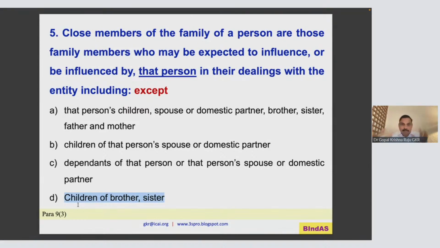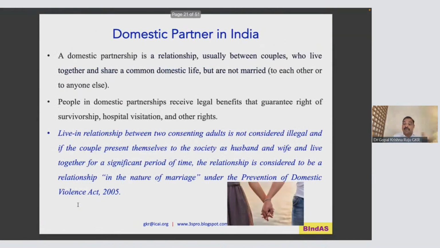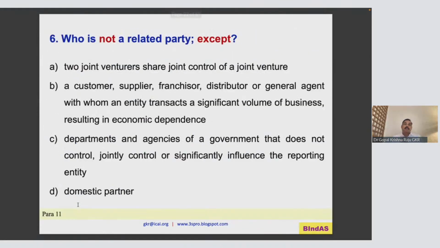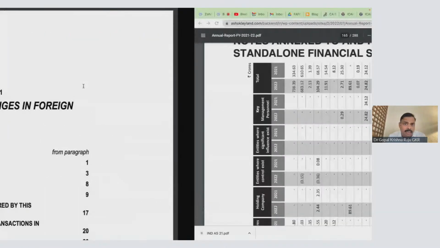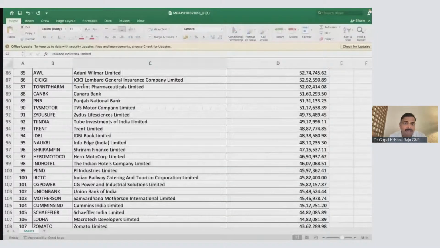Please don't ask me all these questions, like how that can be possible. But this is what the answer is. Who is not a related party? Very important, guys. Very important. Please look at this para number 11.